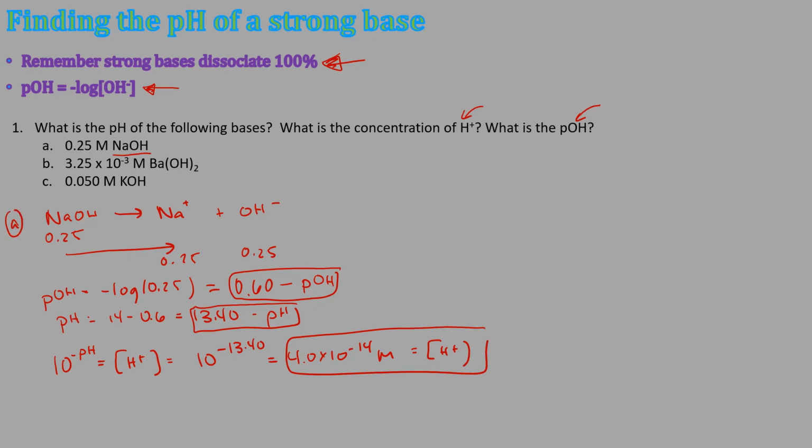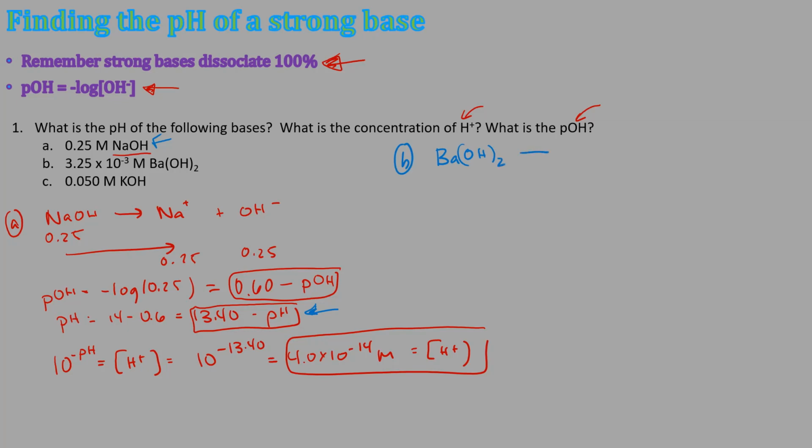All right, and then B. What I want to point out before I do B is this pH is really high because this is a strong base. So the pH should be high, not low. And in B, we have barium hydroxide.